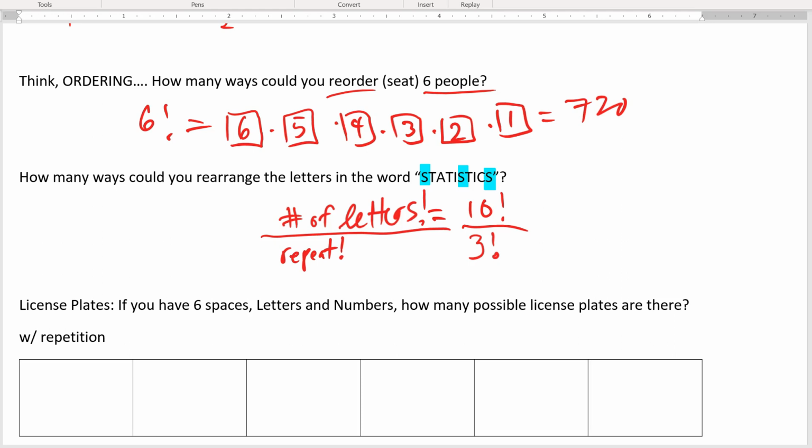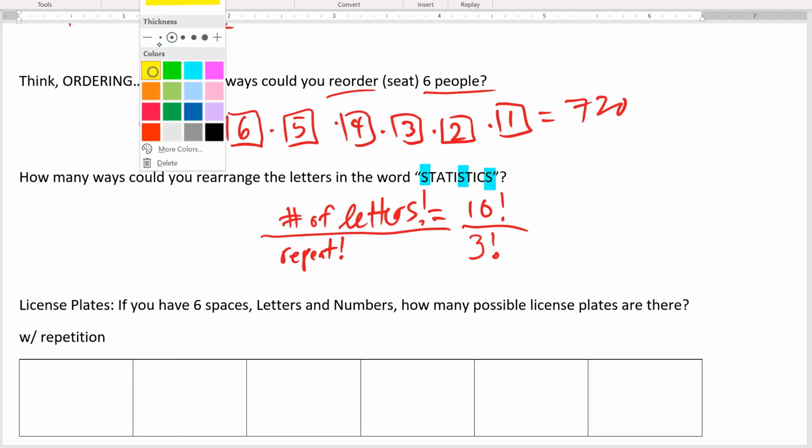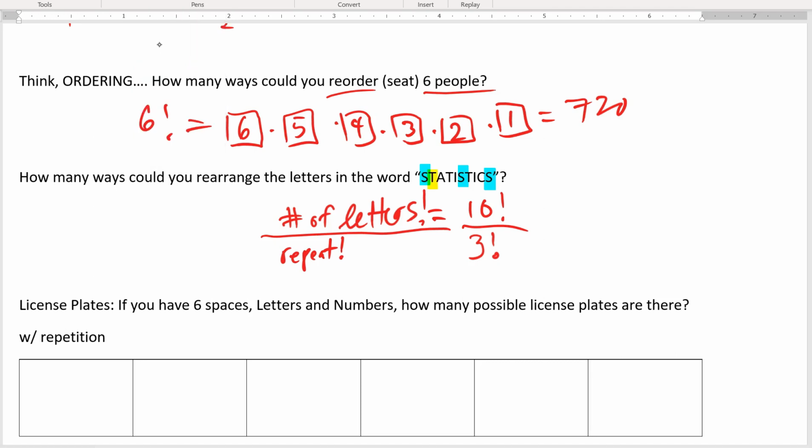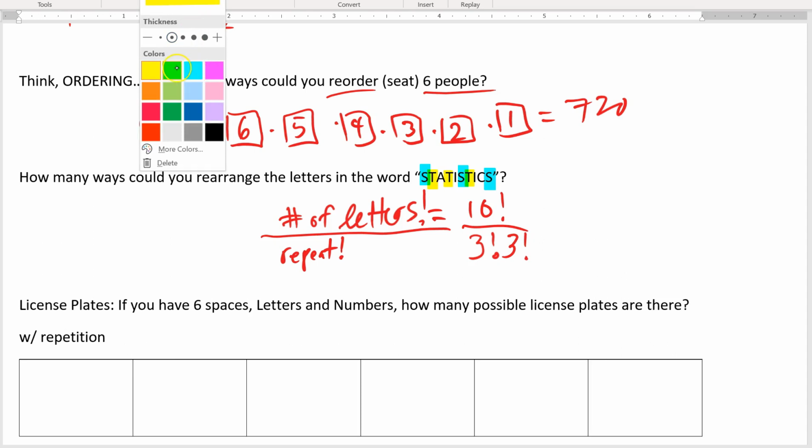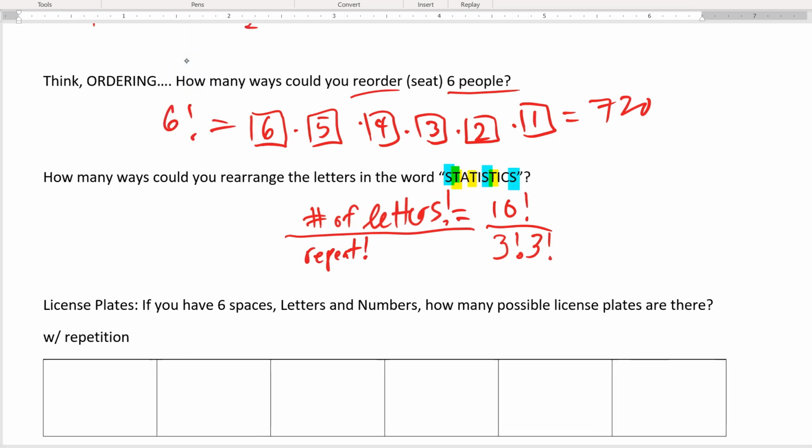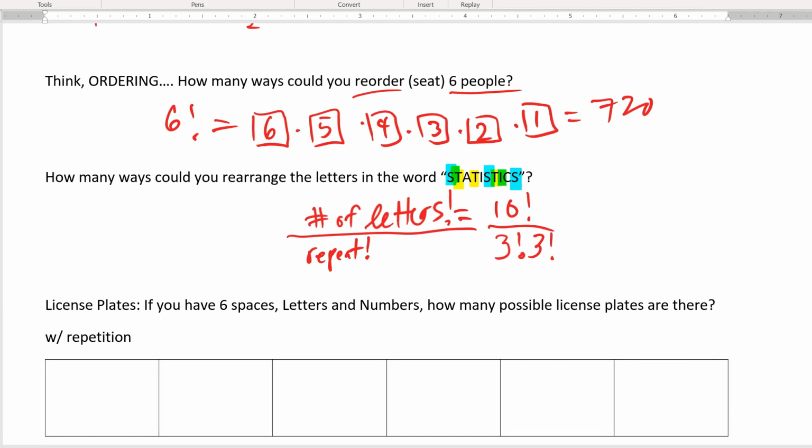That is still not our answer, and I'm hoping you're noticing that there are other options here. There's also 3 T's, which means we would have another. There's also 2 I's, which means there and there, which means we'd have another. So how would we do this?